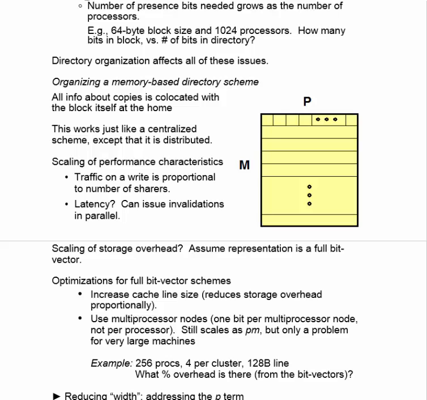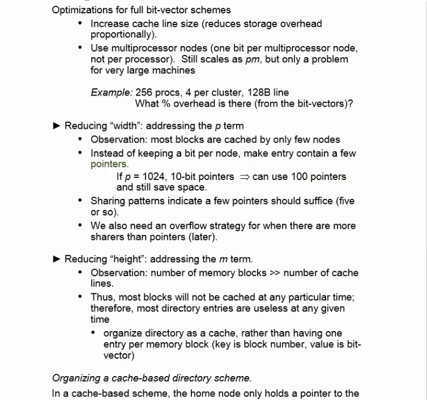Or we could use multiprocessor nodes, where all we do is record which multiprocessor node a block is cached at. That still scales as PM, which is proportional to the number of processors times the size of memory, but that's only a problem for very large machines. For example, let's take the case where there are 256 processors and 4 processors per cluster. So how many clusters then do we have? Let's assume the line is 128 bytes long. What percentage overhead is there from the bit vectors? That is to say, how many bits do you have in the data line of the cache versus the number of bits that are devoted to the bit vector?